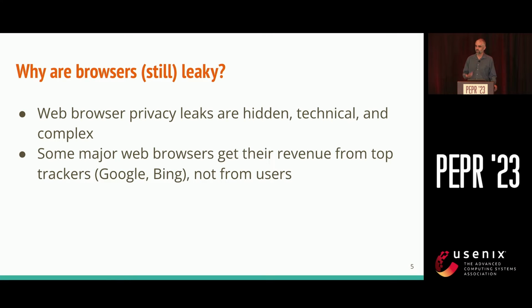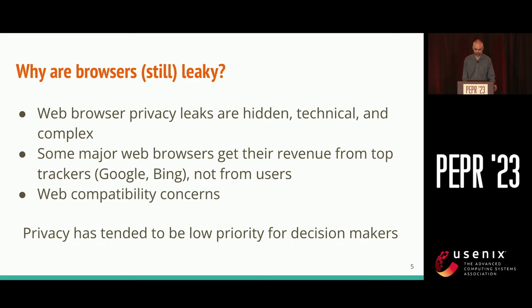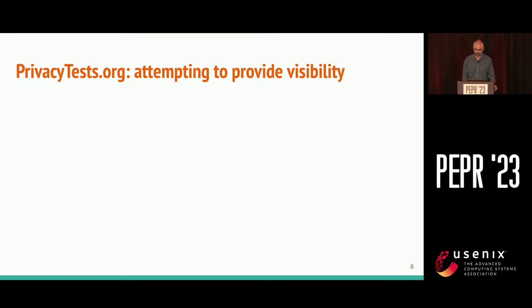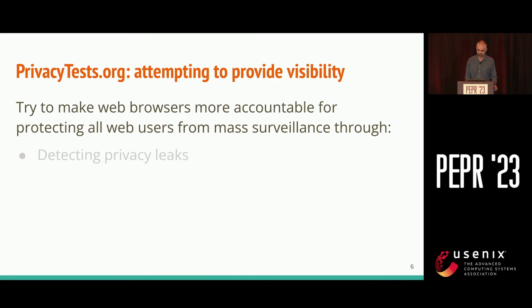Another issue is that the major web browsers are funded largely by revenue from the top trackers. And finally, there are some legitimate concerns about web compatibility. So historically, at web browsers, by and large, privacy has tended to be a lower priority than you might expect. So I wanted to try to bring some more visibility to this problem. I wanted to see, is there a way we can make web browsers more accountable for protecting web users from this kind of mass surveillance.